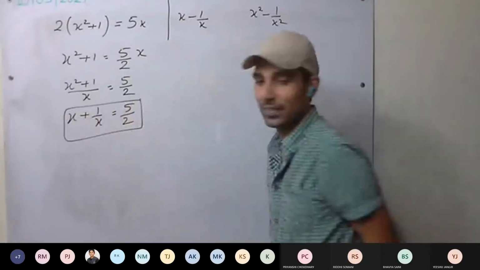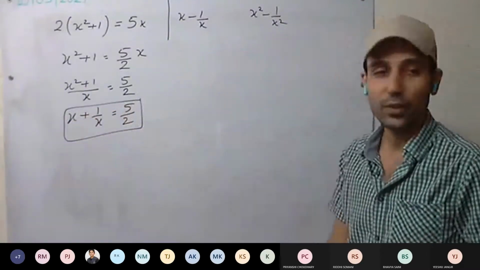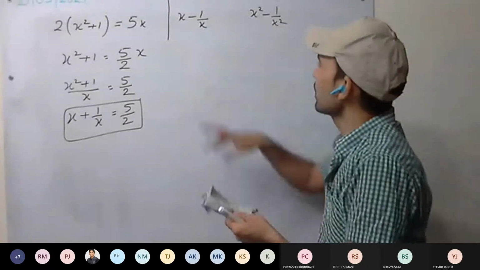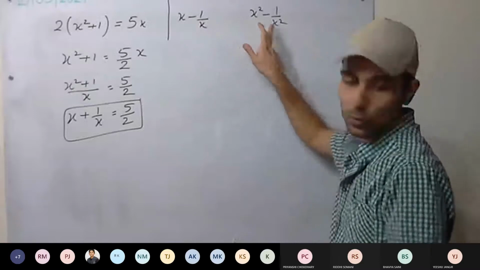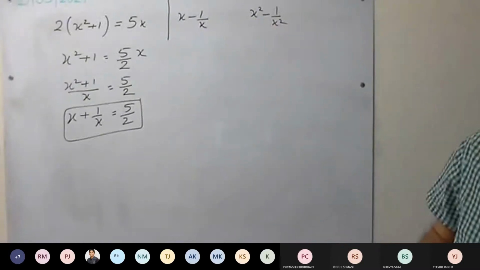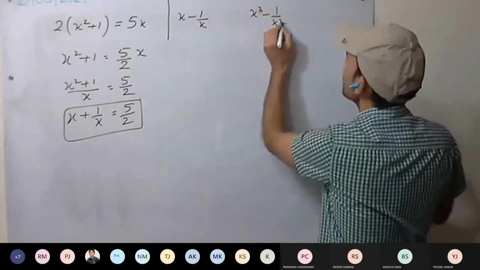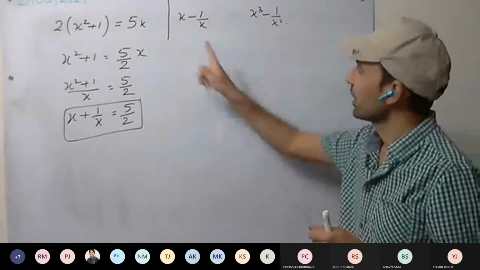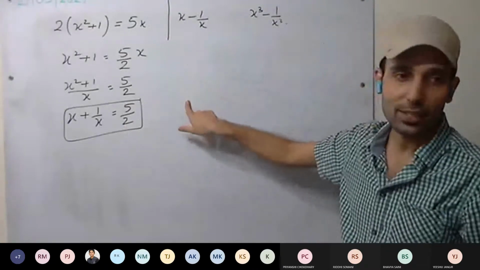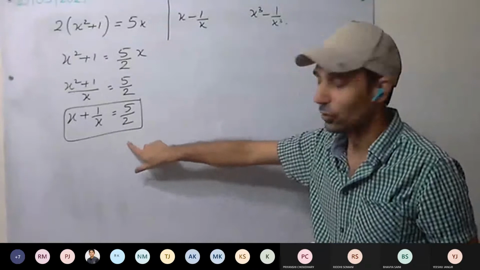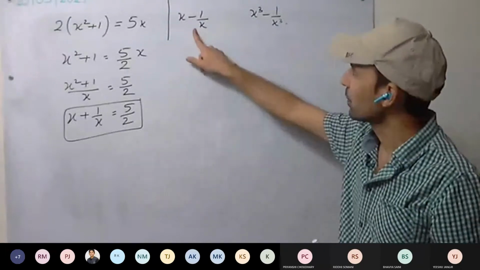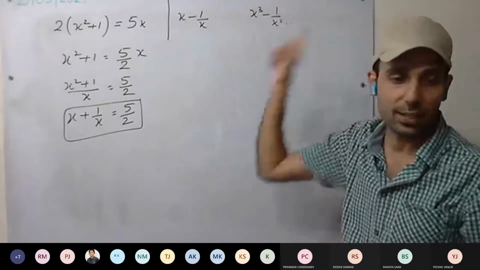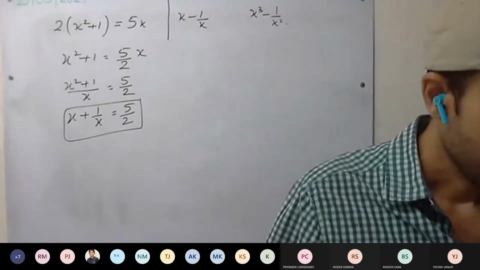Have we got it? Yes or no? We have to calculate x cube minus 1 upon x cube. Now can you calculate x minus 1 upon x? By squaring the x plus 1 upon x term you will get it, and from that you can calculate this one. The rest you will use this one to calculate this one. Understood or not?